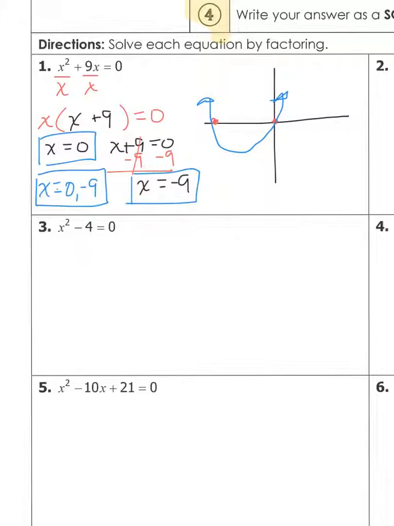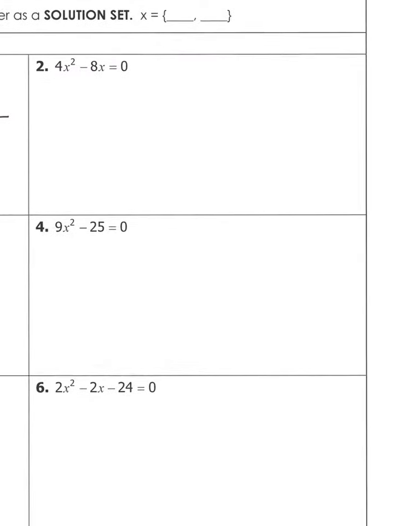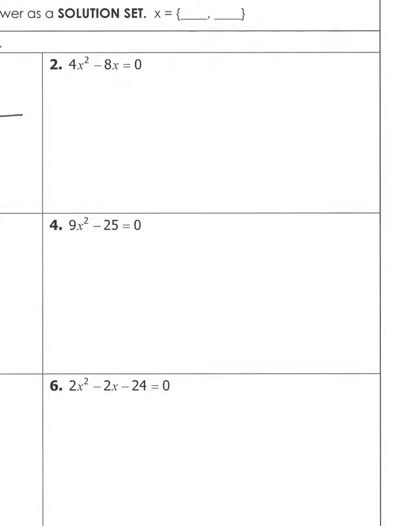Okay, so what I want you to do is number 2 on your own. So go ahead and pause the video and complete number 2 and then restart the video. All right, so hopefully you pulled out the greatest common factor, which is 4x. So I'm going to divide both of these by 4x and take that 4x out in front of parentheses. So the 4's are going to cancel, and then x squared divided by x is x.